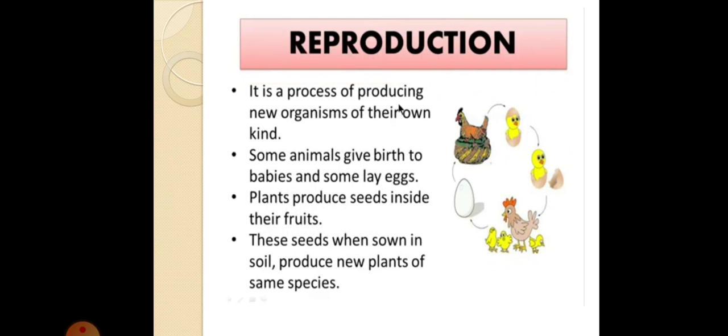Fifth, reproduction. It is a process of producing new organisms of their own kind. Some animals give birth to babies and some lay eggs. Plants produce seeds inside their fruits. These seeds, when sown in soil, produce new plants of the same species, meaning of the same kind.